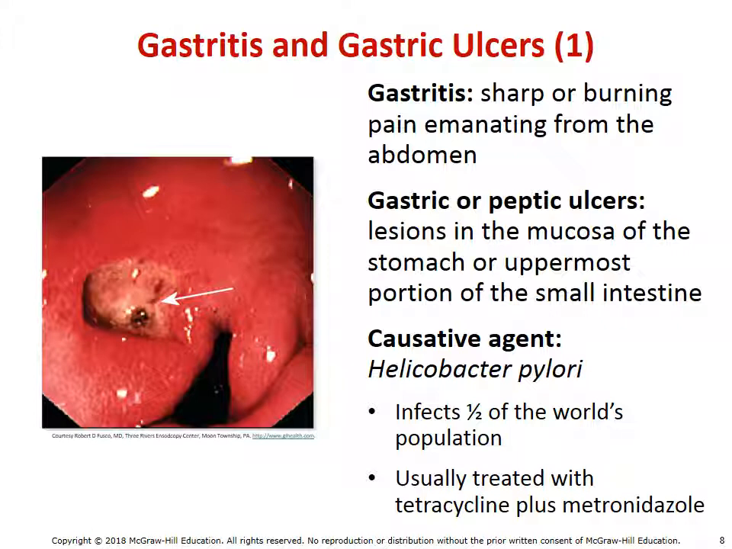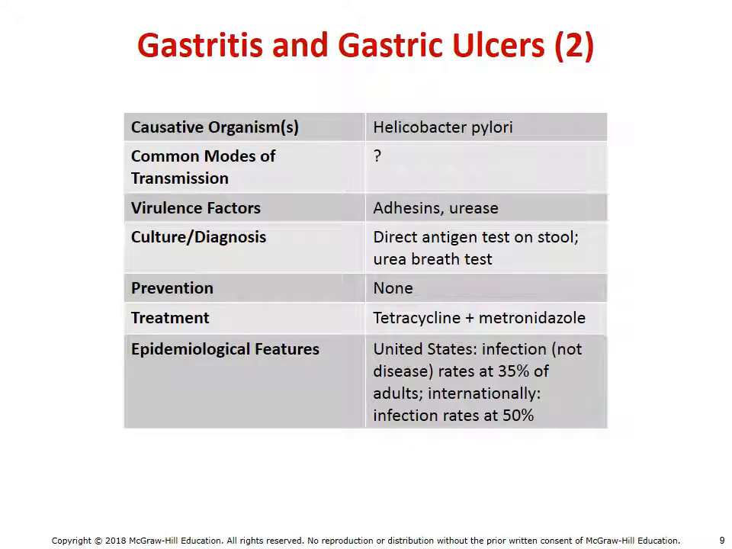I do want to point out that this is going to be treated with antibiotics, so if you do get diagnosed with ulcers, literally antibiotics are often the prescription that you need. So here's that summary of gastritis and gastric ulcers. We don't really know the mechanism of transmission, but we do know it's super common.